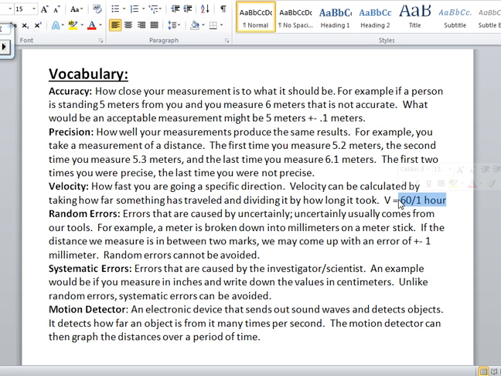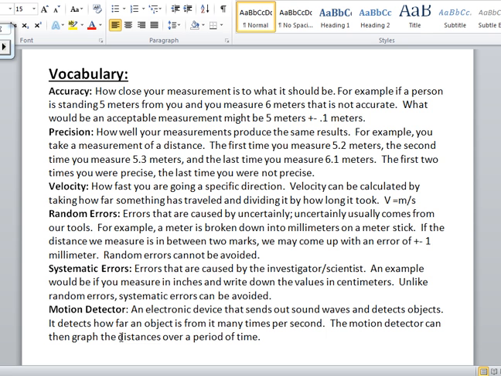Now, we want to use meters divided by seconds, meters per second in science class. So an example of this, let's say there's the 100-meter dash, and someone can run the 100-meter dash in 10 seconds. It means their velocity would be 100 divided by 10, so 10 meters per second. So every second they go 10 meters.